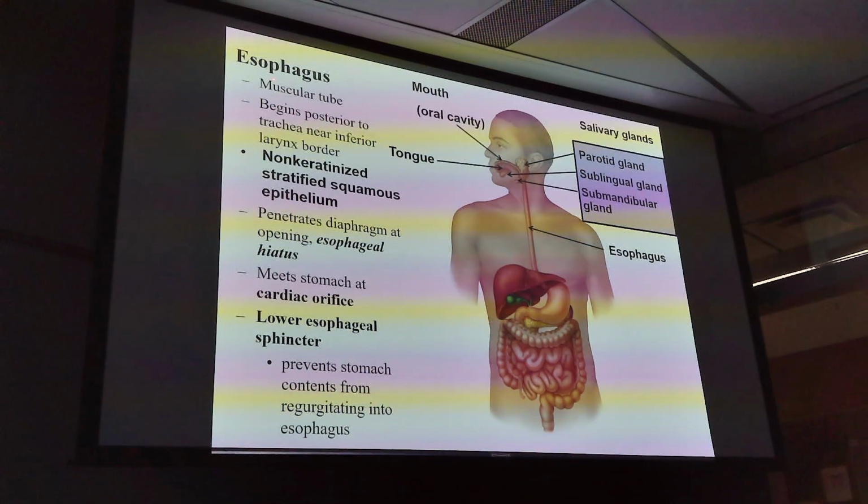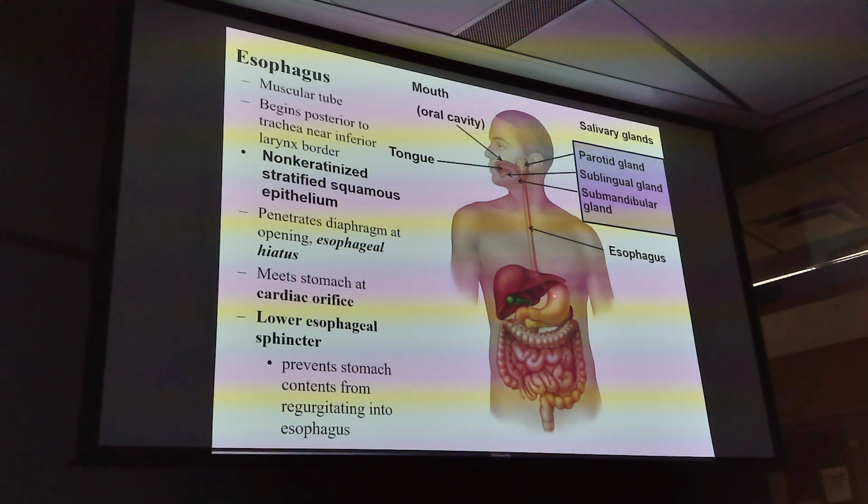The esophagus, okay? This is stratified squamous epithelium because there's a lot of abrasion, because you've got a big bolus of food particles coming down. Once it penetrates, it goes down through the diaphragm, where there's an opening there, the esophageal hiatus. And it meets the stomach at the upper part of the stomach called the cardiac orifice.